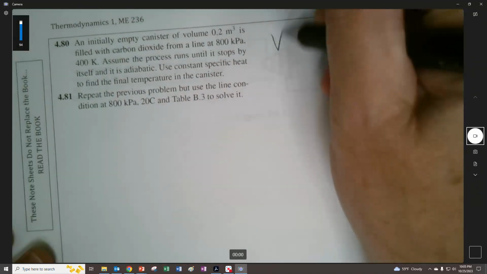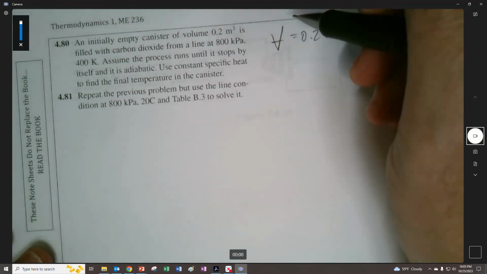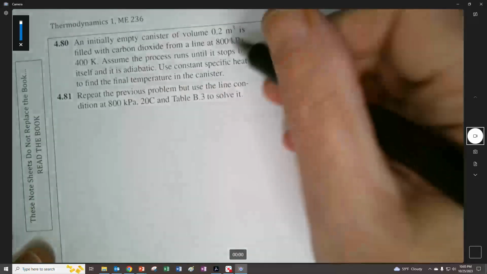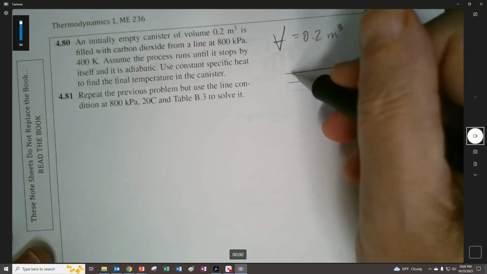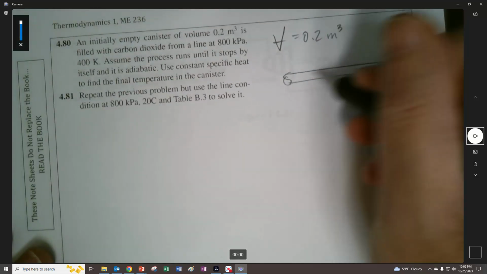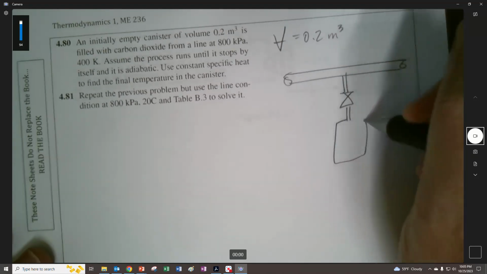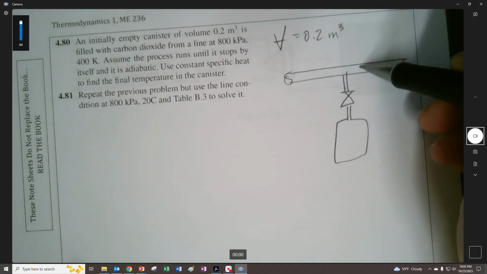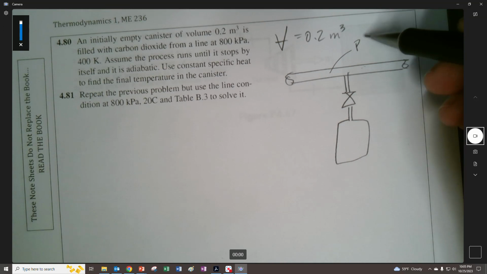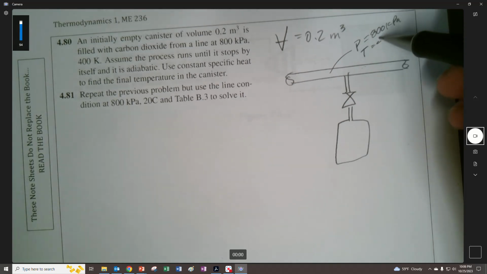So let's see, the volume, 0.2 cubic meters, and it starts out on a line, right? So when they say it's on a line, what they mean is there's some kind of supply, and we have a valve right here. And here's our canister. The supply always maintains the same pressure and temperature, right? So the conditions in the line are the same. That's kind of like the code words that they're using as part of this.